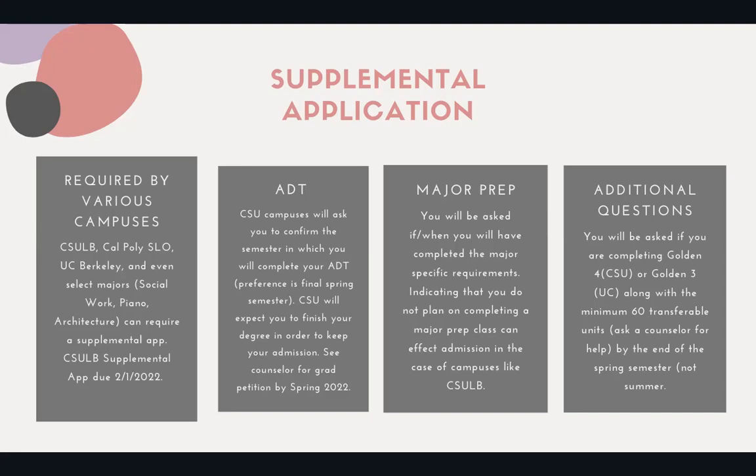So again, the Golden 4, the grades of C or better in English 101, 102, for example. Sometimes students take Journalism 105 or Computer Science 100. The transfer level math, all of that needs to be done by the end of spring with a grade of C or better, and your 60 transferable units have to be done by the end of spring as well.